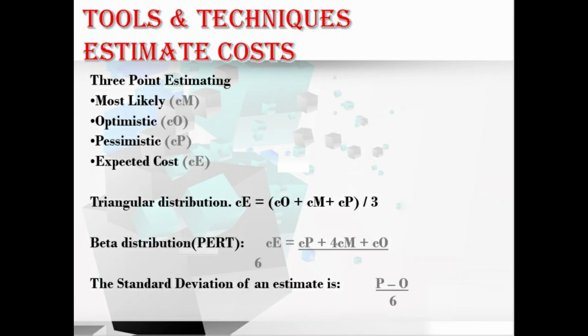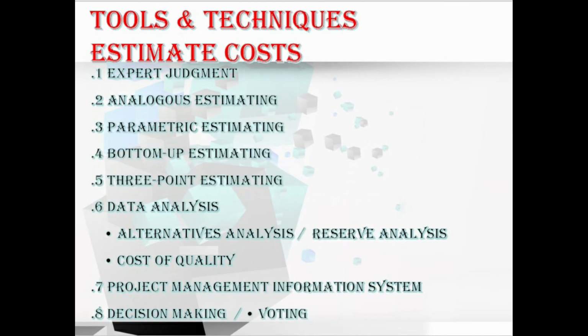Let's move to the next tool and technique, data analysis, which consists of alternative analysis, reserve analysis and cost of quality for estimating the cost. First, what is alternative analysis? It's simply defined as the cost of various ways to accomplish the work, which could be make or buy analysis or other types of analysis.